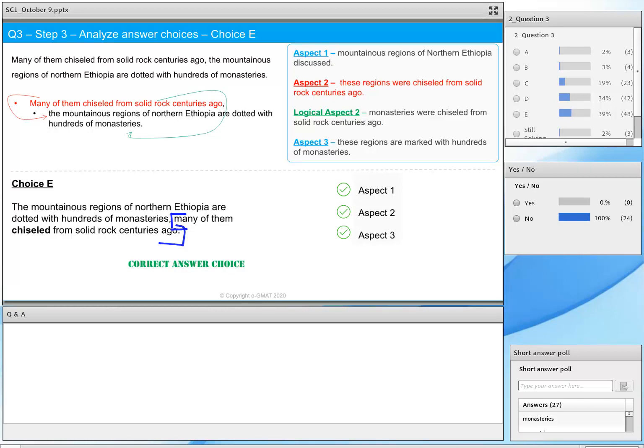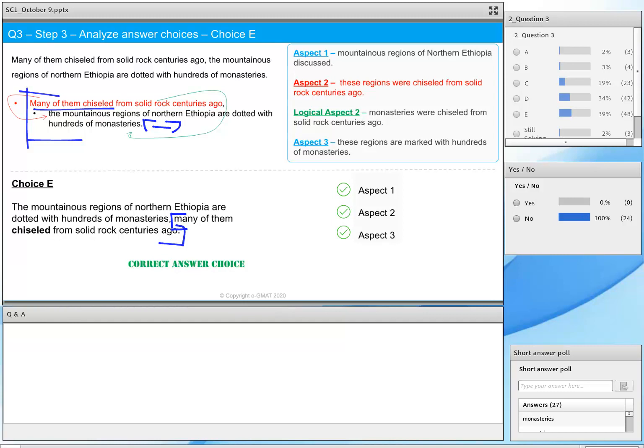And that's why I'd say that when we divide the sentence into smaller chunks, we are actually dealing with puzzle pieces. So my original sentence, the way it is arranged, missed out on that logical part of it. All I did was pick up this piece and place it after monasteries, and that gave me my correct picture. You see? So choice E definitely is the correct answer.